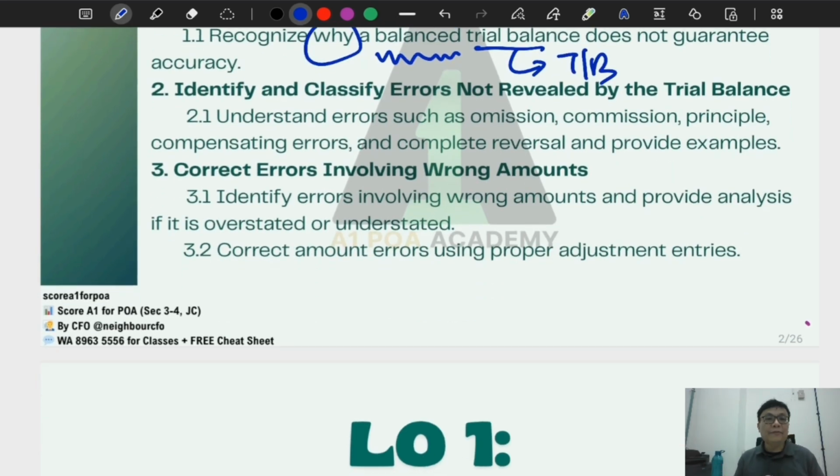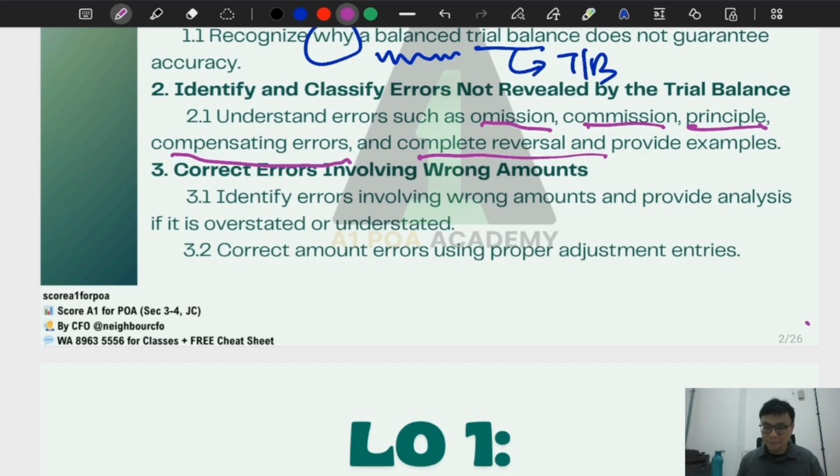Next, identifying and classifying errors not reviewed by the trial balance. In order to establish this particular LO, we need to know what the types of errors are. First and foremost, we have omission, commission, principal, compensating error, and complete reversal. More importantly, besides understanding the various types of errors, we have to be able to provide examples and articulate how each example fits the definition of these types of error.